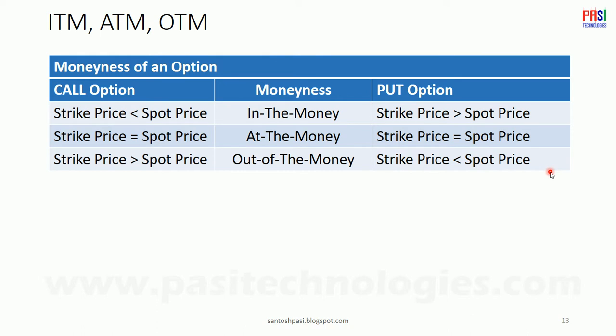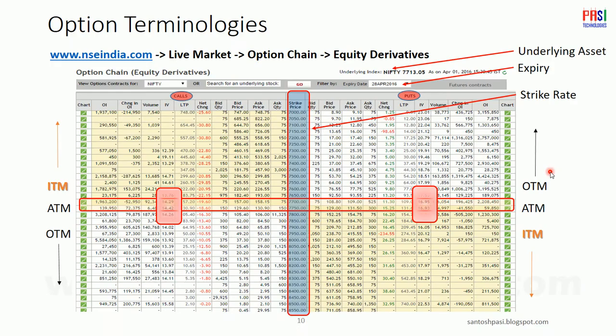Now let's go to the next topic. That's the moneyness of the option. As you have seen in my earlier example on the page, the ones in yellow color, those are my in the money. The ones in white color, those are my out of the money, and that is OTM. And at the center we have the at the money options.